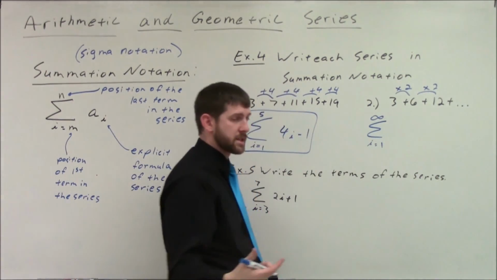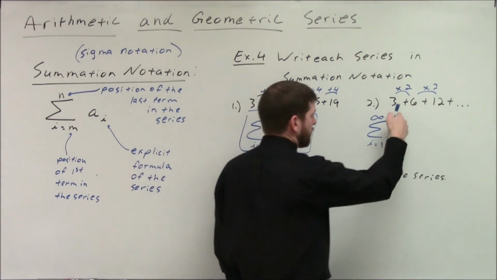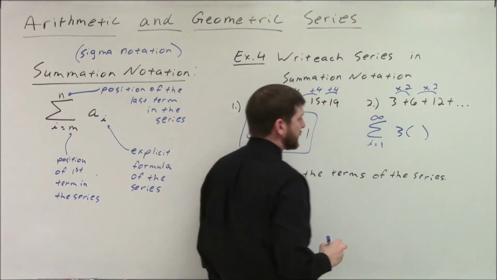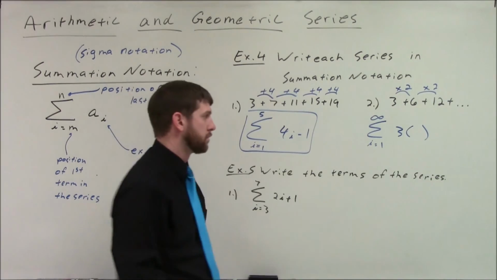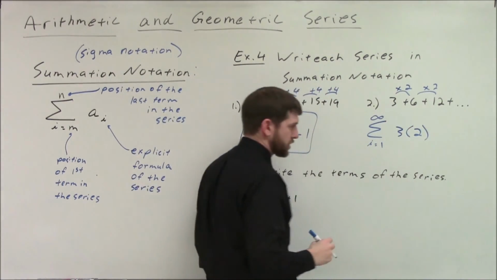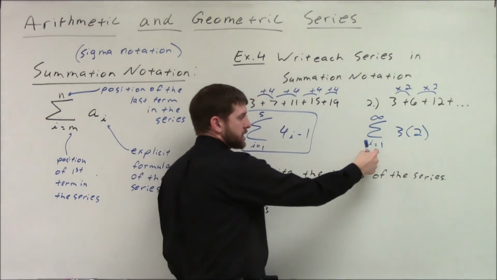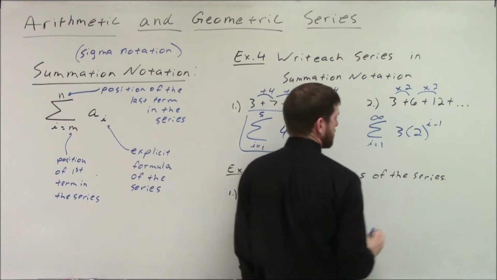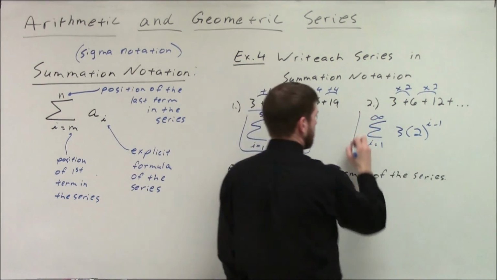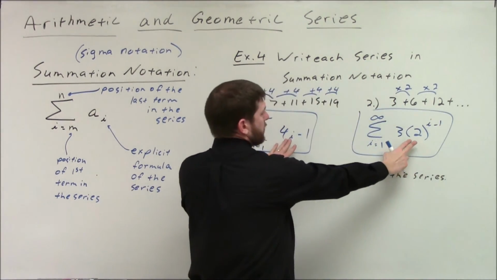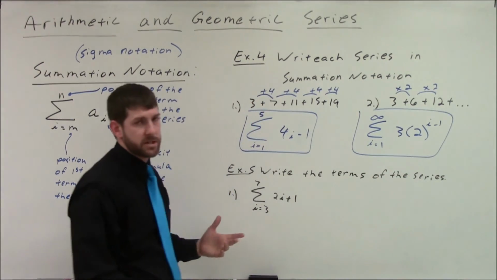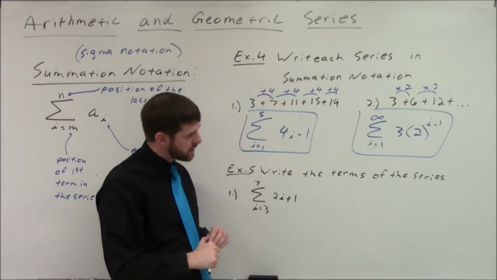Or sorry, how do we write the explicit for geometric? It's A1, which is the first term, times r, which is the common ratio, 2, raised to n minus 1, or in this case, i minus 1. So this portion right here is the worst part, and it's just the explicit formulas that we worked with for the past couple of days.